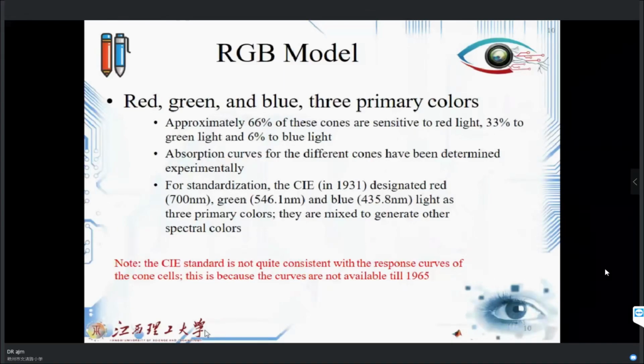Something that we should note is that the CIE standard is not quite consistent with the response curves of the cones, and this is because the curves were not available until 1965. Then after 1965, the concept of the CIE was developed more, and it has more meaning.